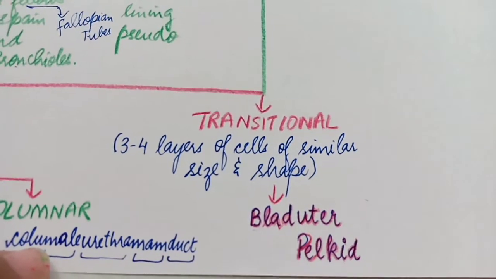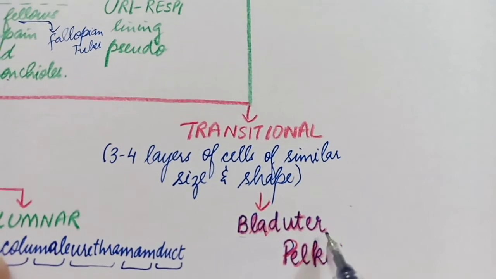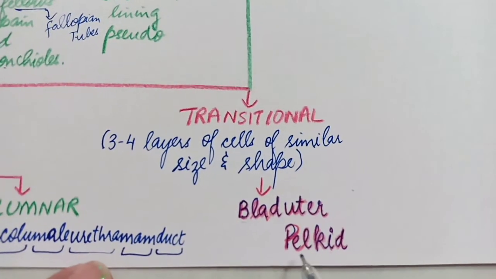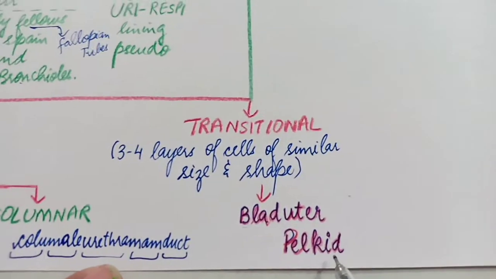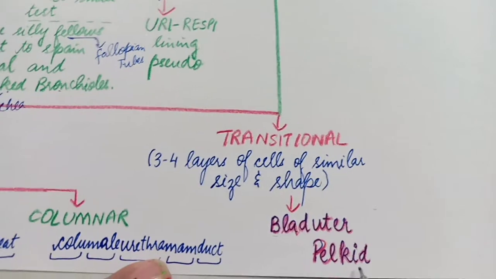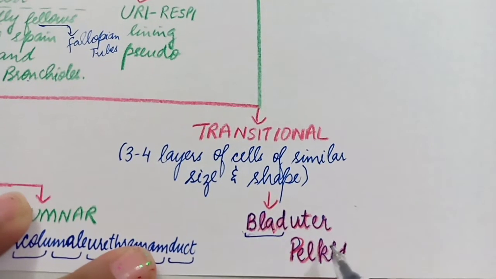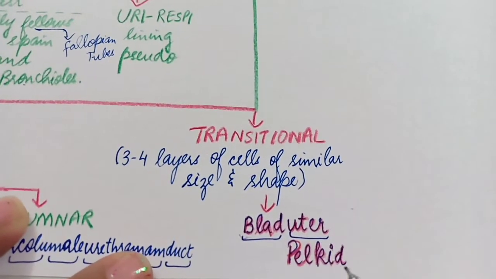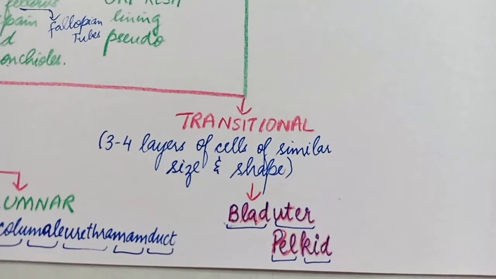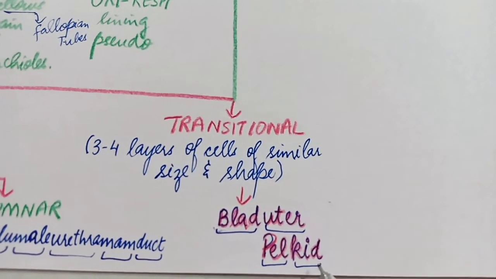One is bladder, our urinary bladder, because urine is stored over there. Another is uterus, because the fetus is formed over there. And pelkid, this is the pelvis of kidney. Alright, so all the examples are included over here. The short form is bladuter, pelkid. Blad is for bladder, that is urinary bladder. Uter is for uterus. Pel is for pelvis. Kid is for kidney. Wherever I have used the word kid, that is for kidney. Okay, so bladder, uterus, pel, kid. Alright.